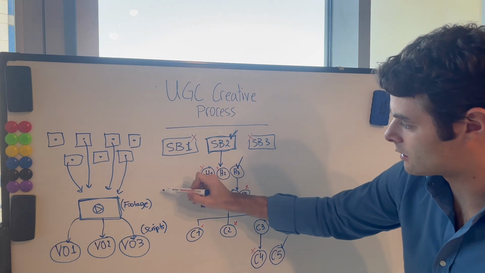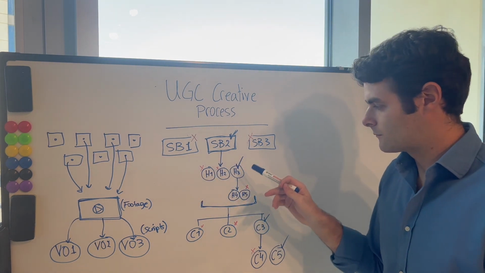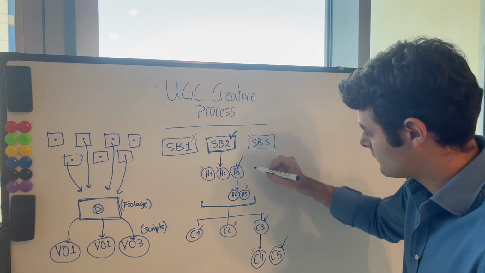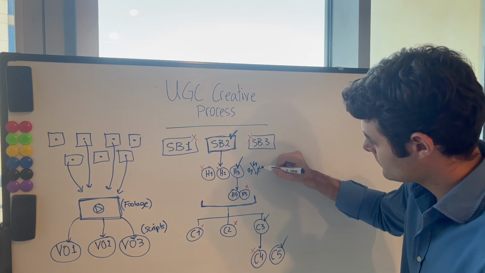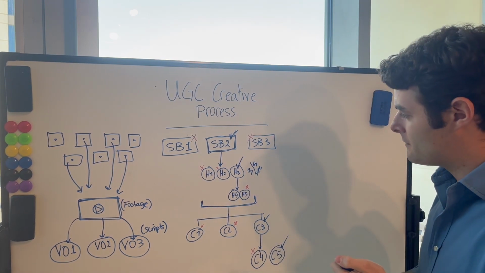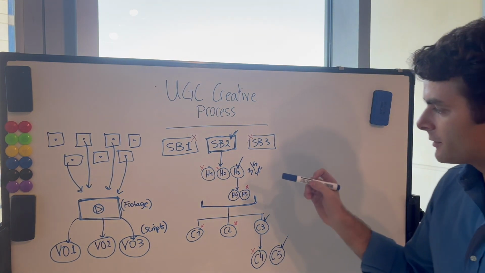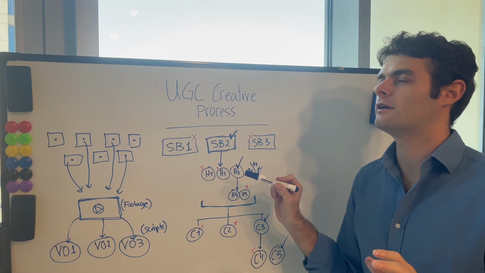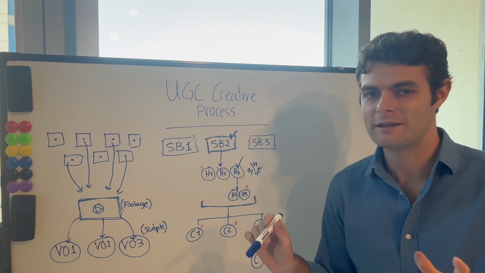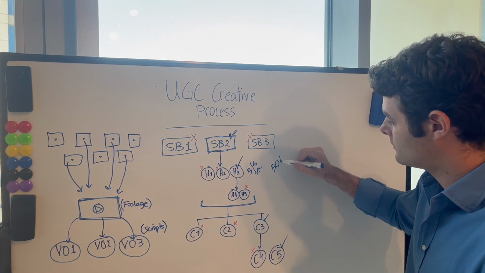Then we have another layer of testing, which is the hook. The hook is the first, let's call it 3 to 5 seconds of the video. And this is extremely important, okay? So we have to optimize for a hook rate. Sorry, not hook stop ratio, hook rate. And the hook rate should be around 30% or more.